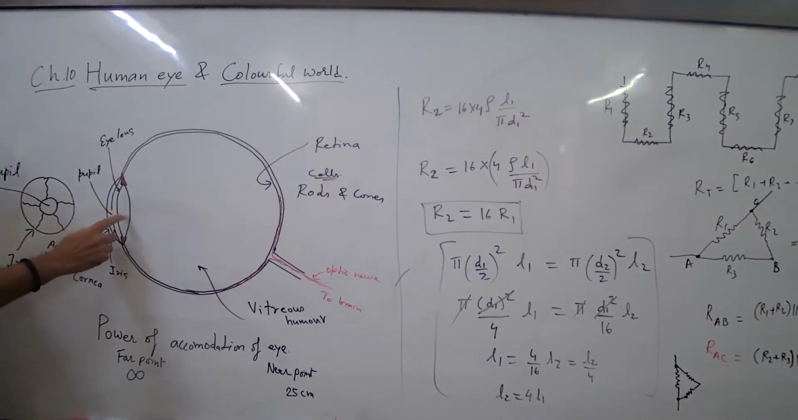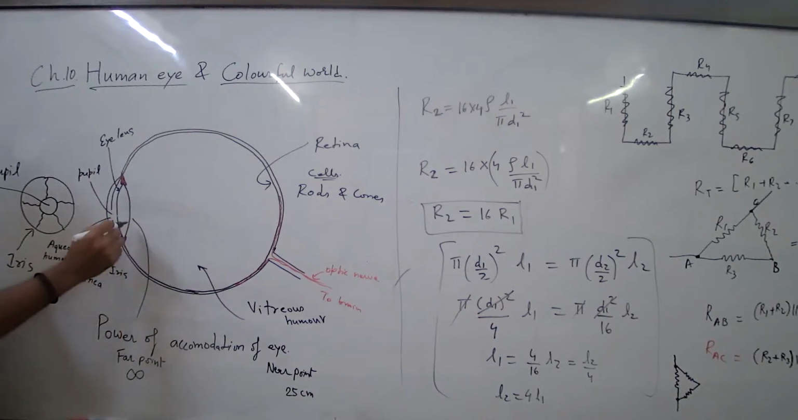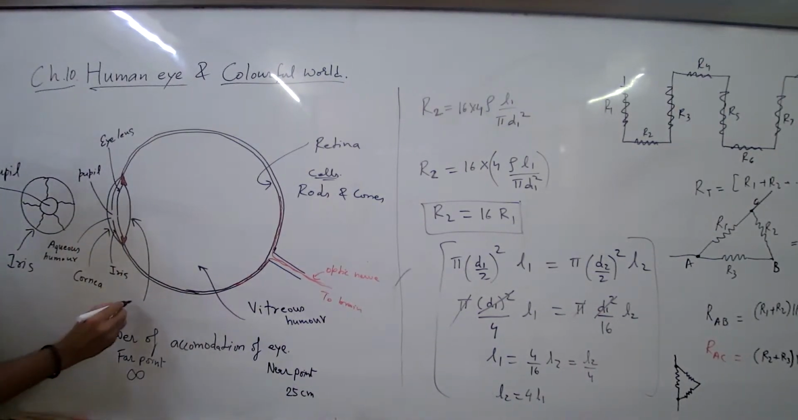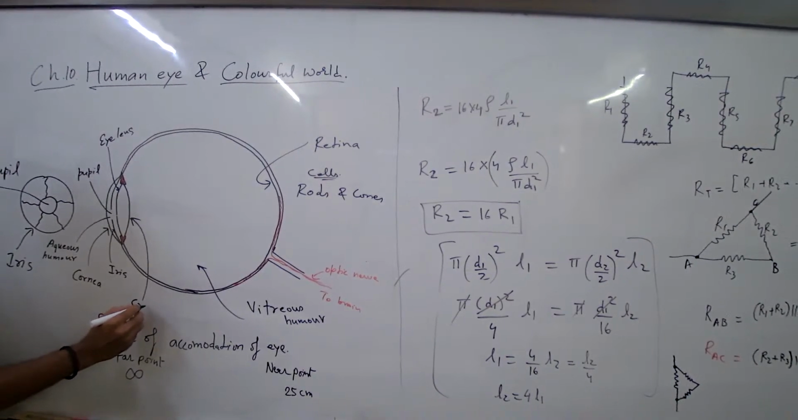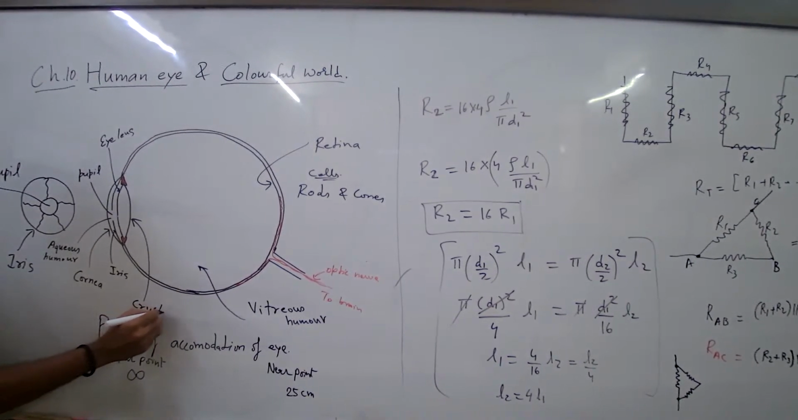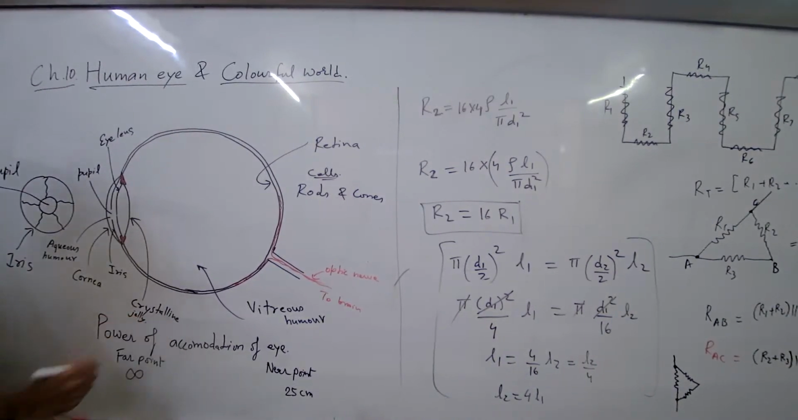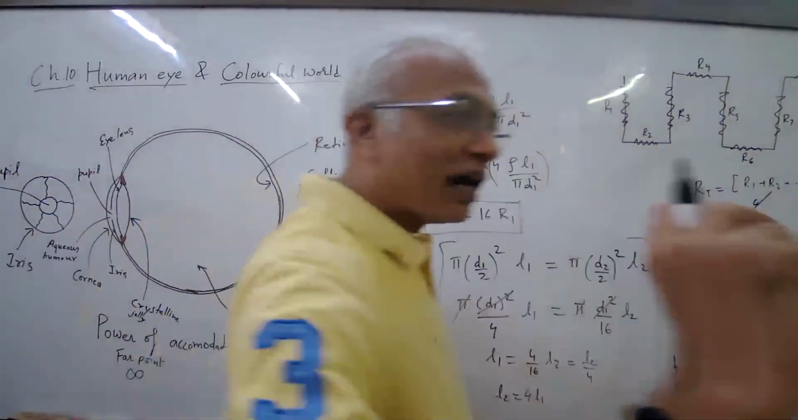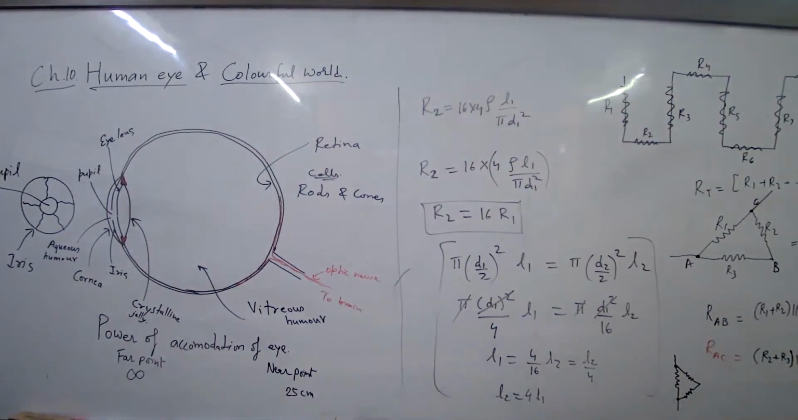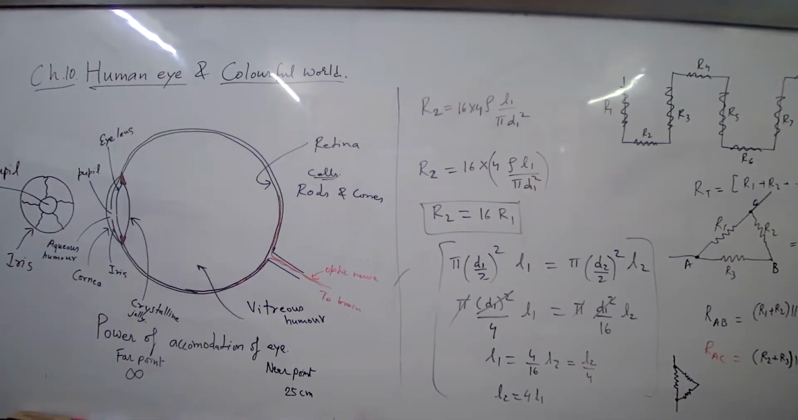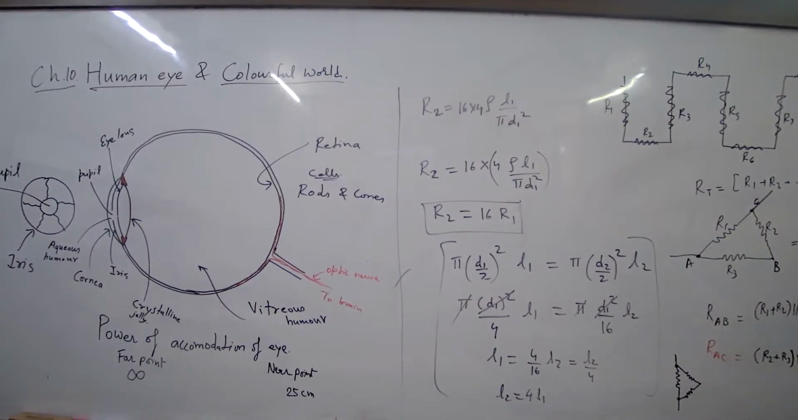So what is this lens made up of? Lens is crystalline jelly. Crystalline jelly. The lens. Yes. So it's not like a glass lens, hard. No. It's a soft lens, crystalline jelly. So this is all about the structure of the eye. So any question? It's pretty simple.